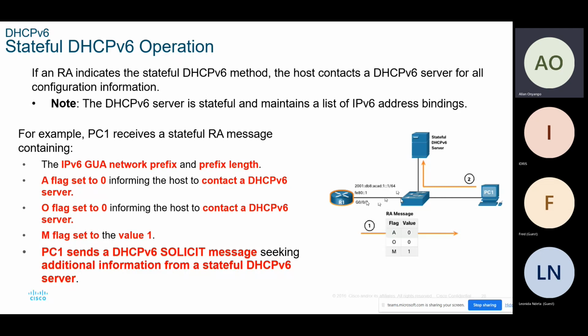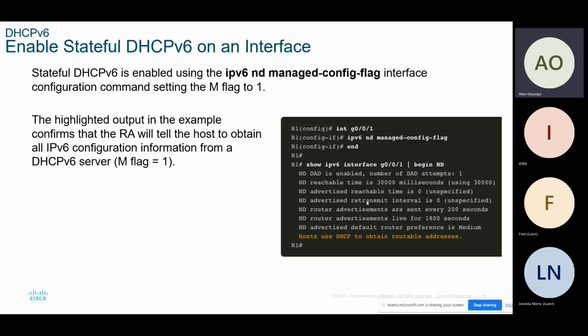And at this point, the M flag is always set to 1. And so the PC sends a DHCP solicit message seeking any additional information from a stateful DHCP server. So at this point, this is the only point when M is equal to 1. Both A and O must be equal to 0.